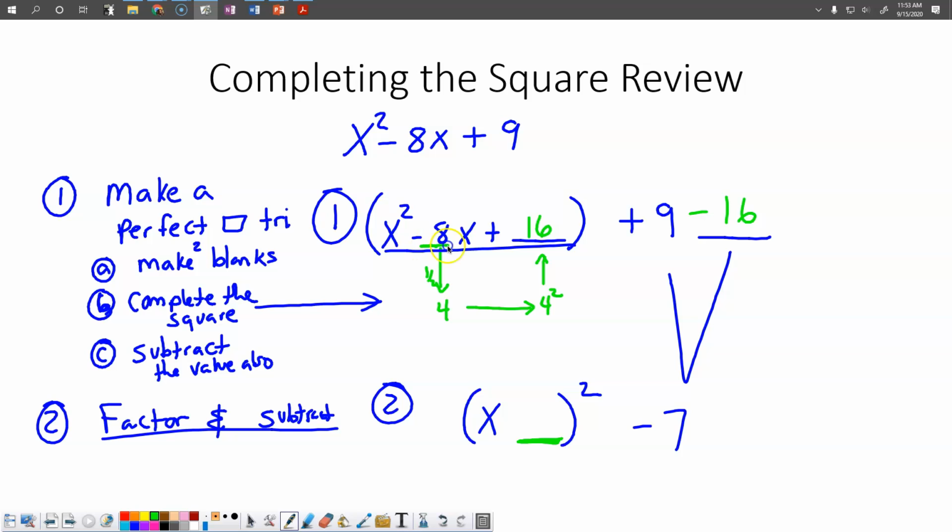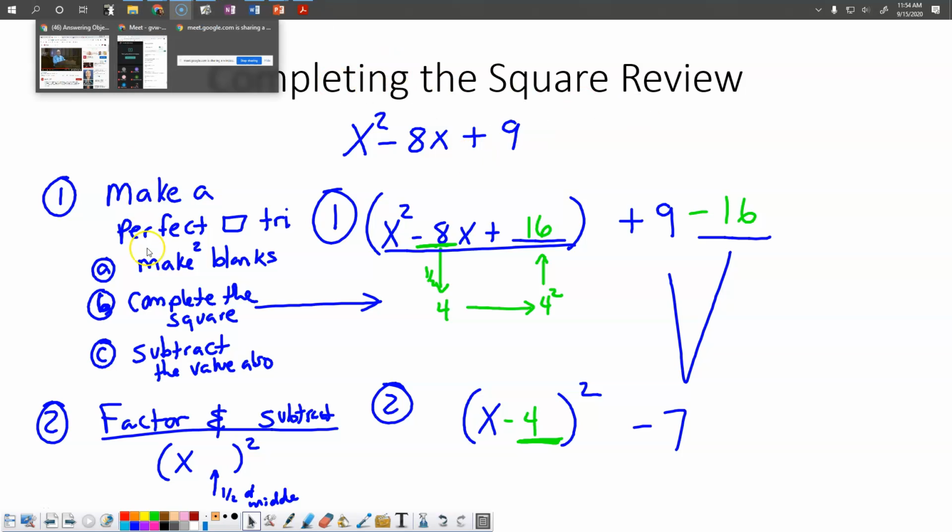So what's half of negative 8? It's negative 4. Okay, so I'm going to write that step here. So you always do this. And I'll put half of middle to represent half the middle term. And so this is what we call completing the square. It's a nice little strategy. You'll see what it's useful for in a minute.